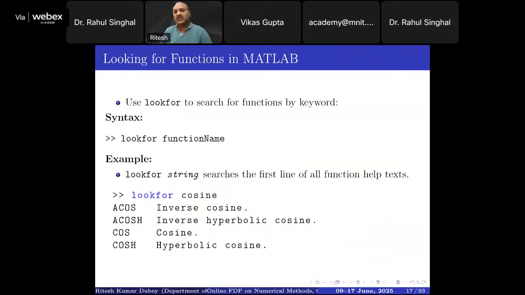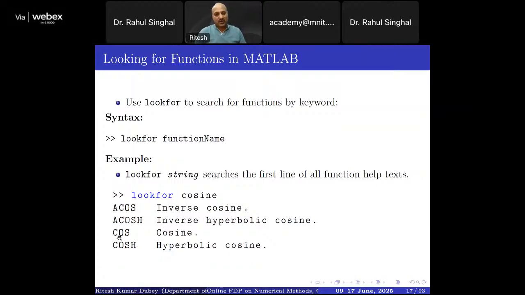Suppose you are looking for some function, you can use the command lookfor and then the function name, and it will search the first line of all functions and give you the possible matches. For example, if you put lookfor cosine, it will show functions like acos, cos, cosh, acosh. Basically, these are all the functions where you have the string cosine. You can then look into those different functions in particular to find out what you are actually looking for.